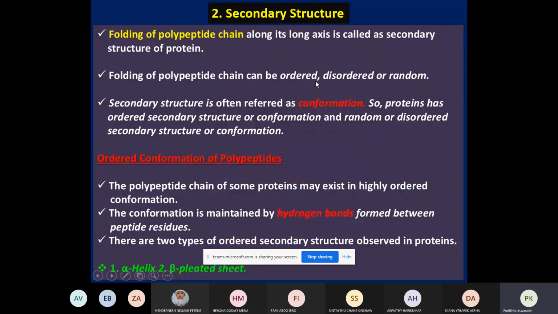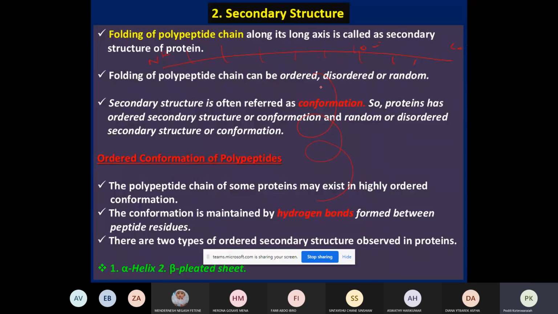Second one is the secondary structure. The secondary structure refers to the folding of a polypeptide chain along the axis. As I already said, the primary structure is the sequence of amino acids in a polypeptide chain, from the amino terminal to the carboxyl terminal. If it has 1,000 amino acids, such a lengthy polypeptide chain is highly unstable, and it tends to fold either in an orderly or in a disordered manner in order to form a particular conformation. Therefore, the folding of this polypeptide chain along its axis is known as the secondary structure.